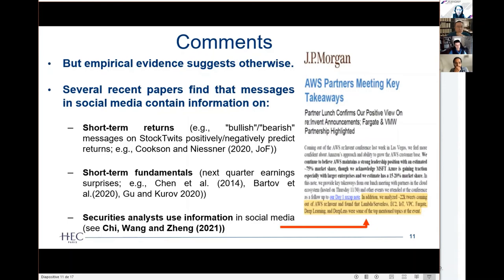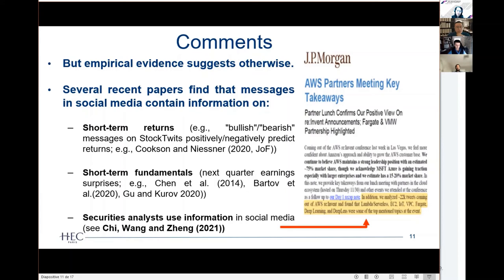And there are papers which have done that. And many of those papers conclude that, yes, in fact, there is fundamental information. With those messages, for instance, with the sentiment of those messages on StockTwits, you can forecast short-term returns. And you can even forecast fundamentals, which is even more surprising. You may forecast returns just because you can forecast noise. That is, you learn about noise in the market. But it's not just that, because it seems that some of those messages contain information about fundamentals.